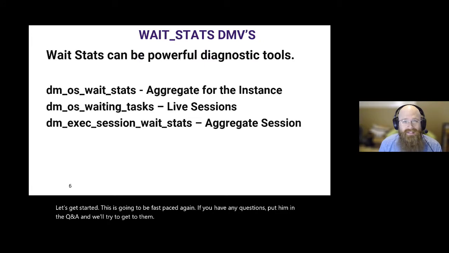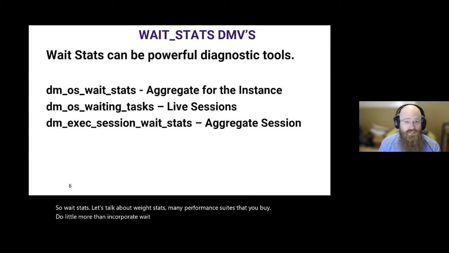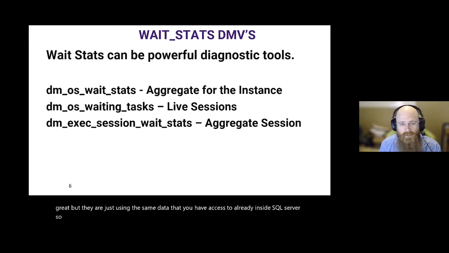So, wait stats. Let's talk about wait stats. Many performance suites that you buy do little more than incorporate wait stats data for charts in their dashboards. But all these third-party products are great sponsors of user groups and tech events like this, so they're great. But they are just using the same data that you have access to already inside SQL Server. So there are 3 DMVs we're going to talk about for wait stats.